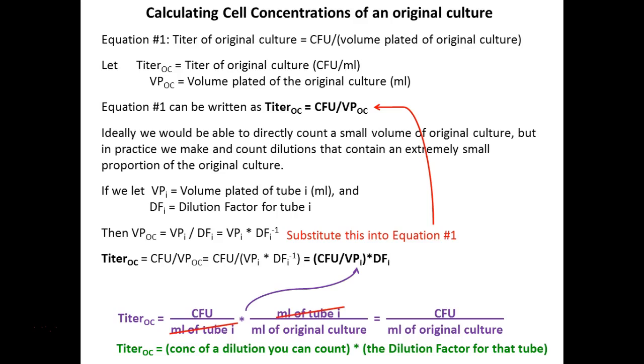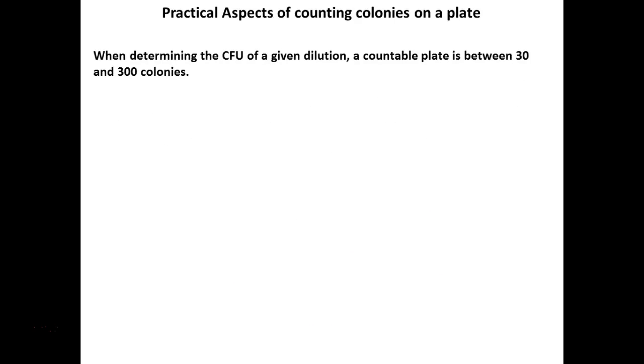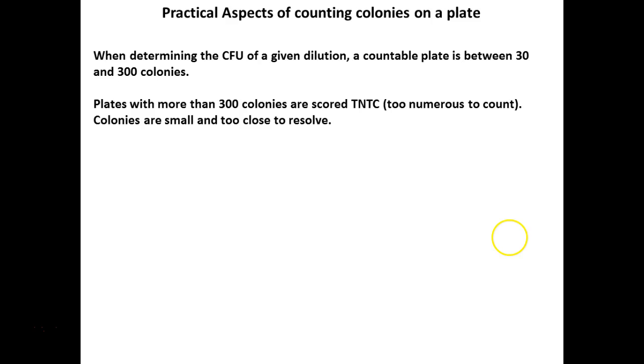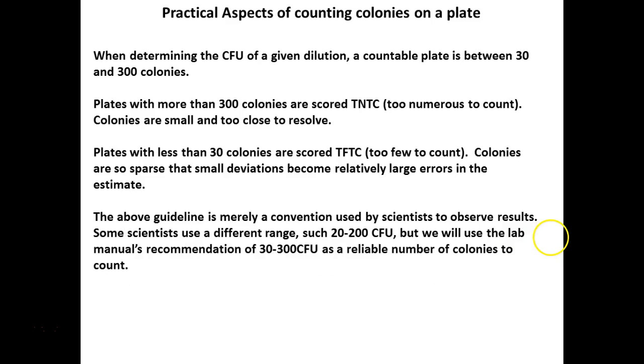So when determining the CFUs of a given dilution, a countable plate is between 30 and 300. Obviously you wouldn't want to count more than 300. Less than 30 isn't within the statistically accurate range. That's the range I give in your book, so that's the one we're going to go by. Other laboratories use different ranges. One of the other common ones that Peter used in his lab was 20 to 200. But relatively around the same number.